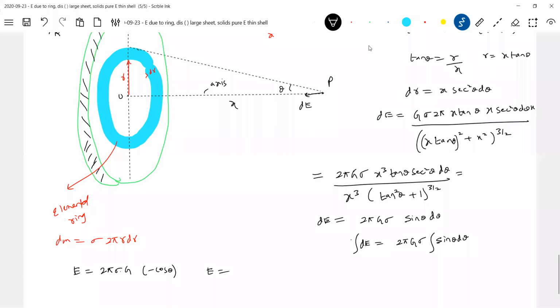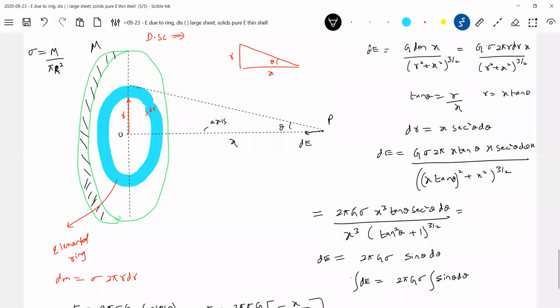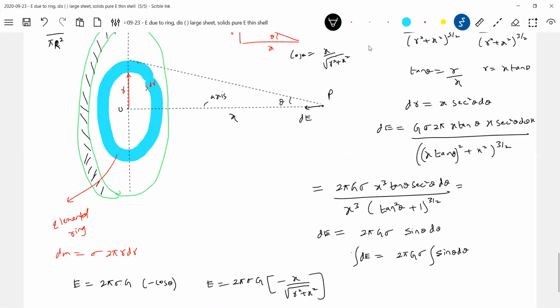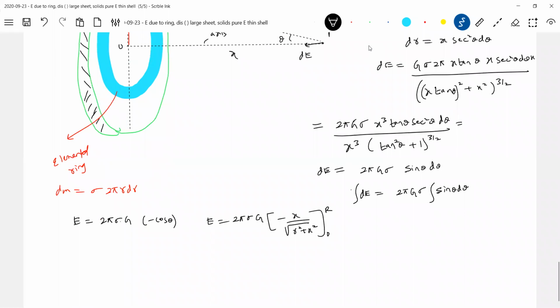So this is equal to, from the diagram, look at what is cos theta: x by square root of R square plus x square. So that value of cos theta I'll substitute here. So what should the limit be? The limit will be 0 to r. This will substitute all the things.